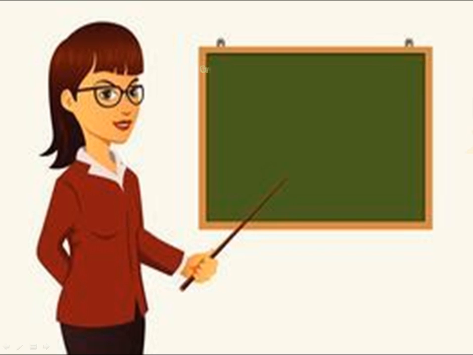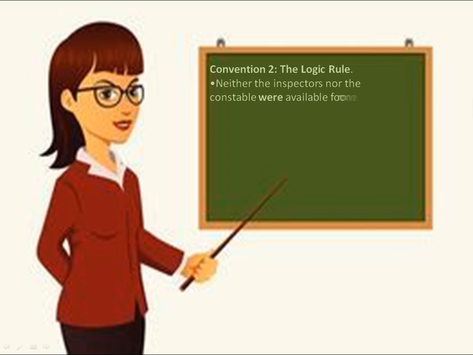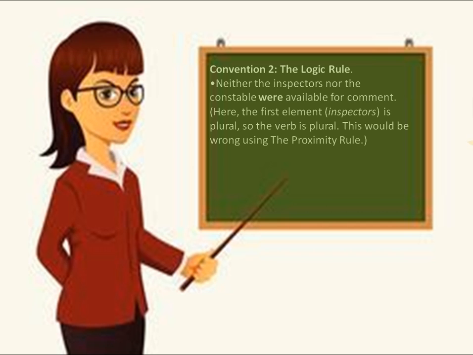And convention two, what does it say? It is the logic rule, and it says if any of the elements are plural, the verb will be plural. So neither the inspectors nor the constable were available for comment. So the first element, inspectors, is plural here, so the verb is plural. This would be wrong using the proximity rule, because it is the logic rule which says that if any of the elements is plural, the verb would be plural only.